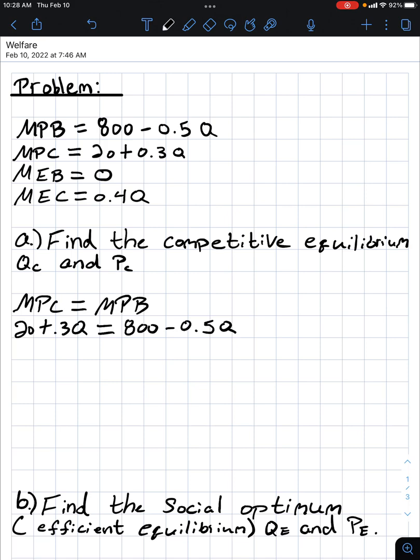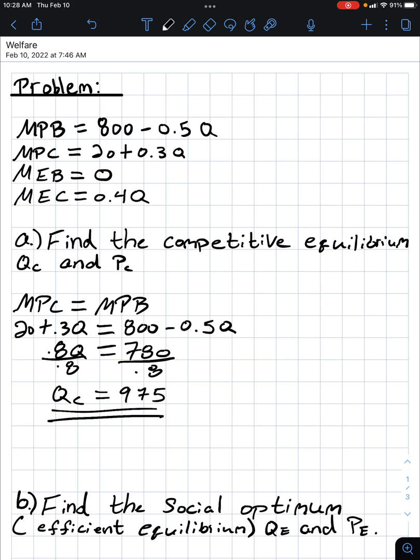Now we solve for Q. We can add 0.5Q to both sides. We get 0.8Q is equal to, then we can subtract 20 on the left and right, 780. Divide both sides by 0.8, and we get QC is equal to 975.